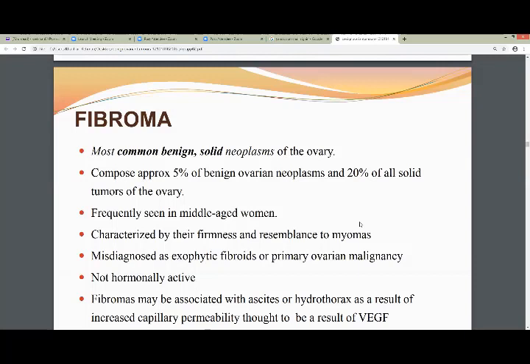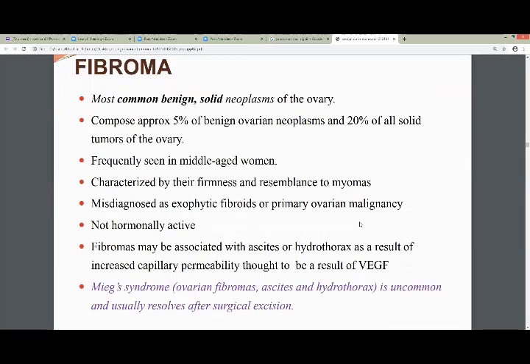It comprises about 5% of the benign ovarian neoplasms and 20% of all solid tumors of the ovary, frequently seen in middle-aged women. So fibromas are not common, I would say, in a very young age group. They are common rather in middle-aged women, characterized by their firmness and resemblance to myomas because they are solid. They are coming from the stromal tissue. They can be misdiagnosed as exophytic fibroids or primary ovarian malignancy. They are not hormonally active.